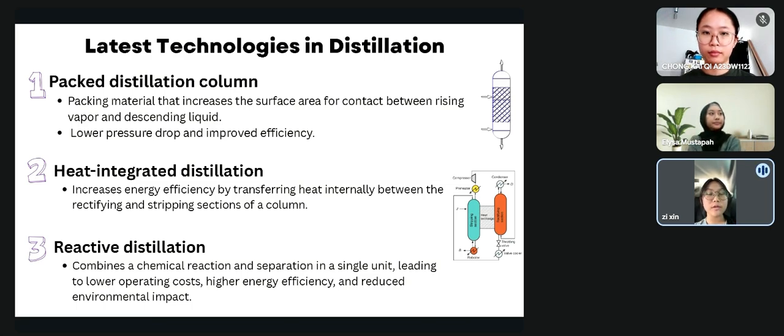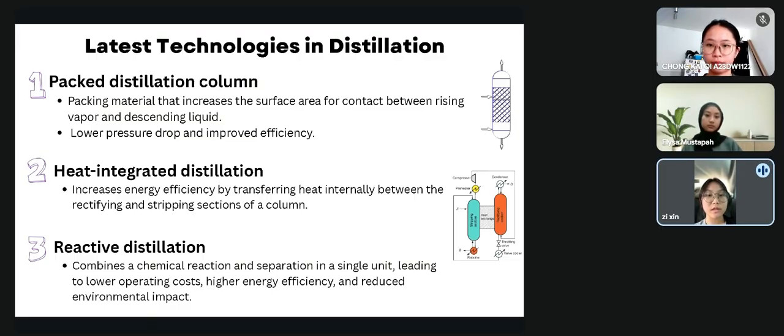Now is for technology for distillation. The first one is packed distillation column. Packing material increases the surface area for better contact between vapor and liquid. This results in lower pressure drop and improved efficiency.